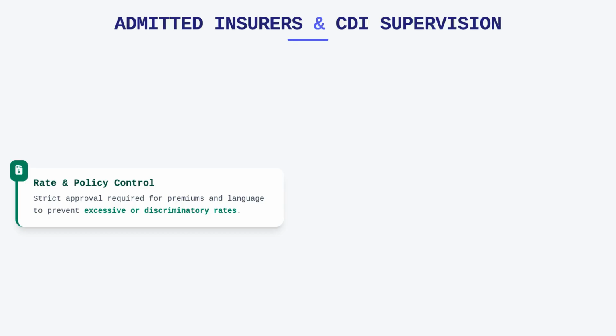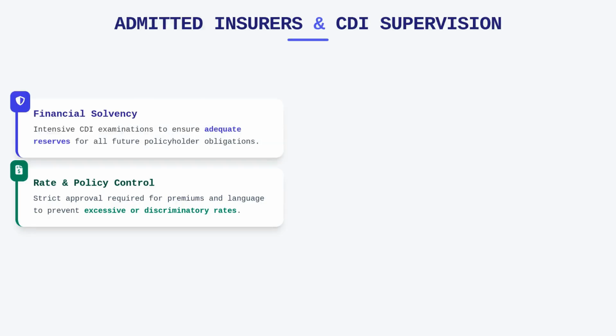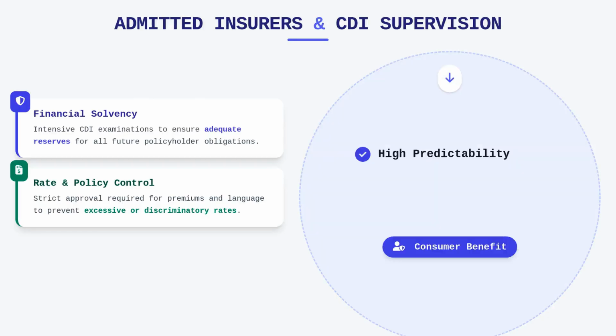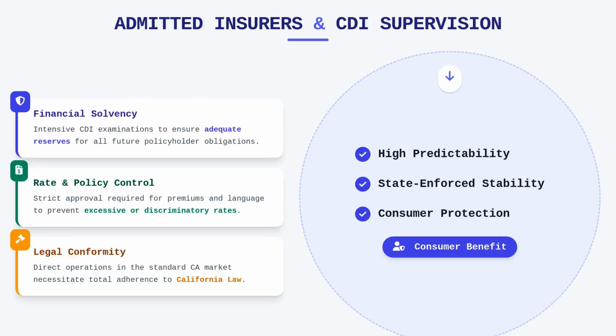Furthermore, these companies are subject to regular, intensive financial examinations by the CDI to verify that they maintain adequate reserves to meet all future obligations to policyholders. This heavy regulatory burden is the price of admission for doing business directly in the standard California market. For the consumer, this structure provides a high degree of predictability and state enforceability, ensuring that the contract they purchase conforms precisely to California law.